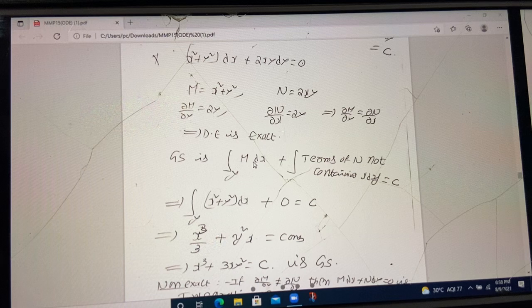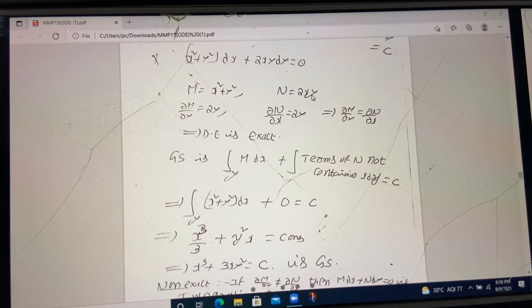So integral of M dx, M means x square plus y square into dx. Terms of N not containing x: in this there is only one term, and it contains x. There is no term not containing x. So it's equal to constant.